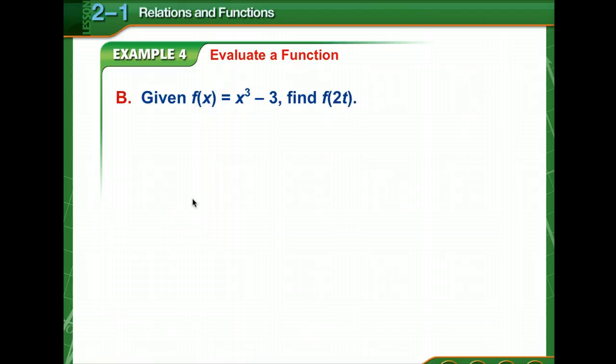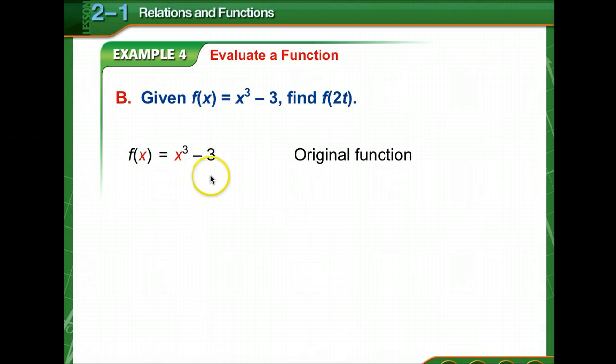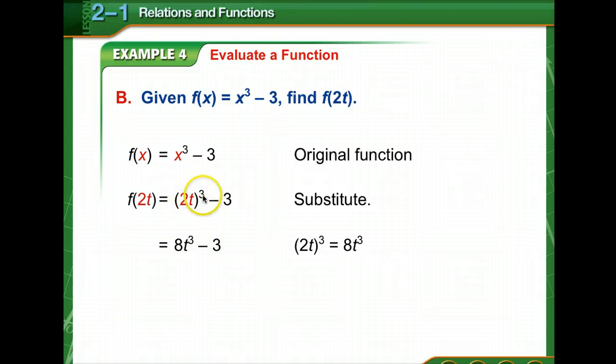Okay, so let's look at this one. Now we've got a function, f of x is equal to x to the third minus 3, and we're to find f of 2t. So we write the original equation. We're going to substitute in a 2t. We're going to find f of 2t, and that's equal to 2t to the third minus 3. Well, 2 to the third power is 8, and t to the third power is t to the third. You see how we found that one? So 8t to the third minus 3. Can we combine these? Are these like terms? Nope, we cannot, because this one has t to the third and this one doesn't have a t to the third. These are not like terms. So this is our answer. That's as far as we can go.